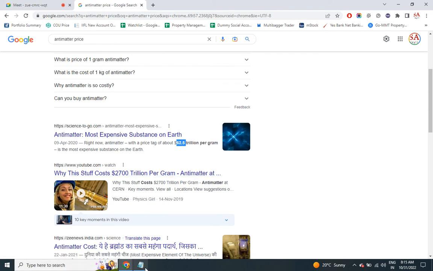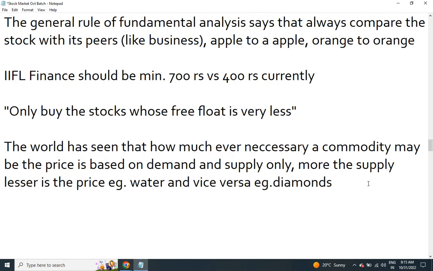So we would only want to buy into stocks which are undervalued. At the same time, the public holding is least, otherwise the shares under circulation. Free float means the shares under circulation. Note down this point.